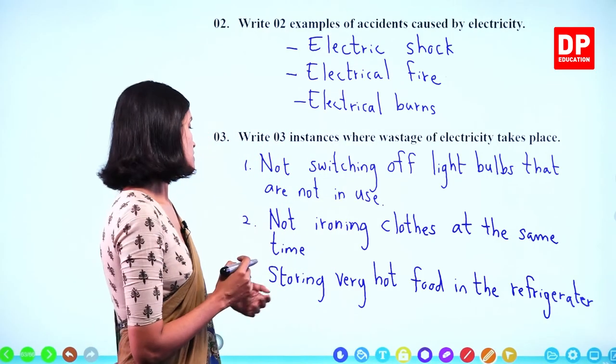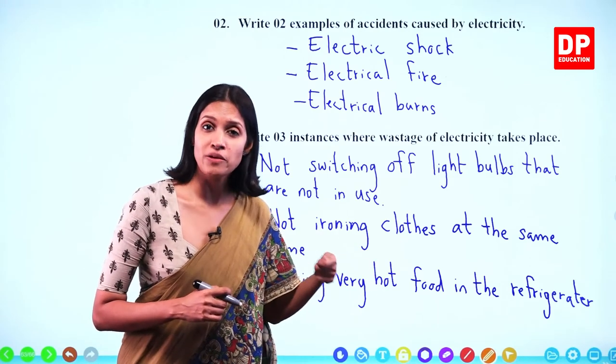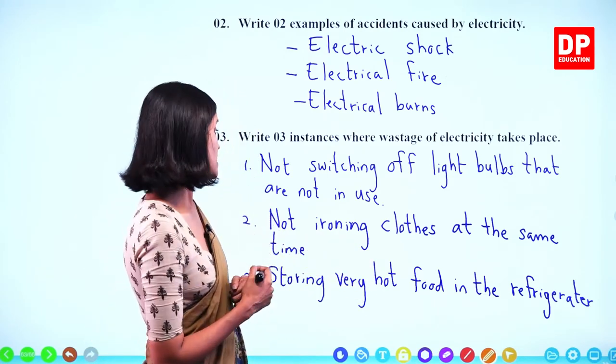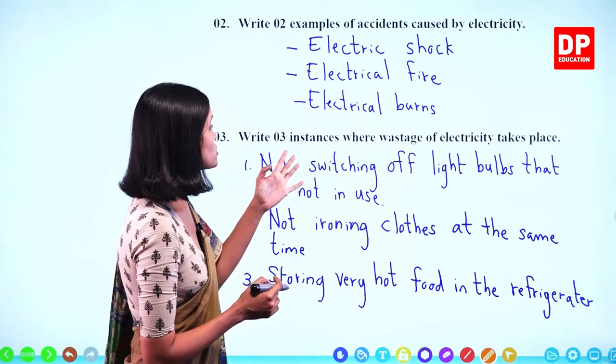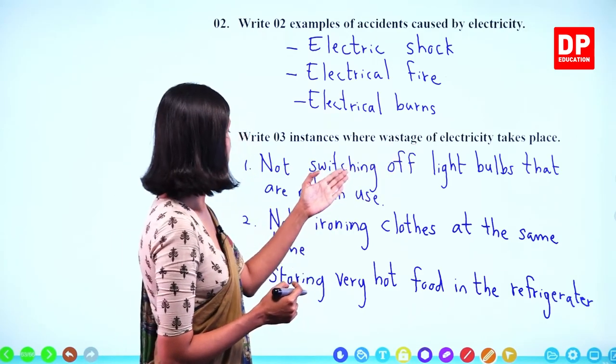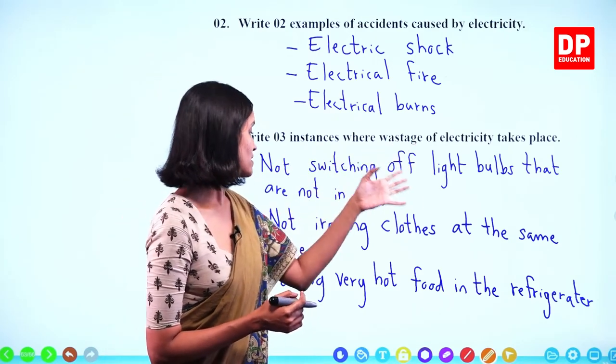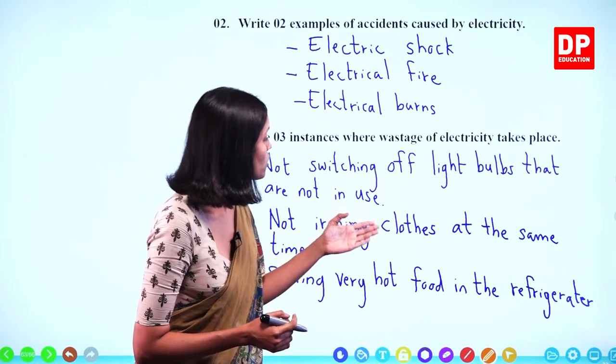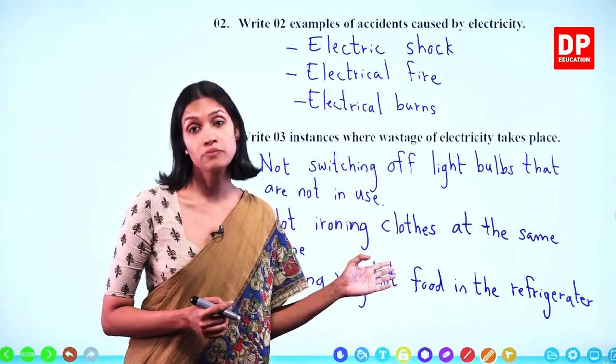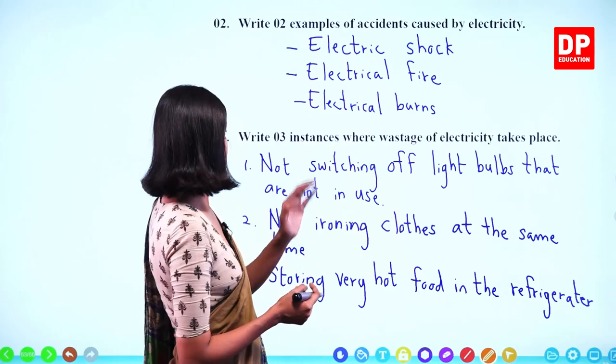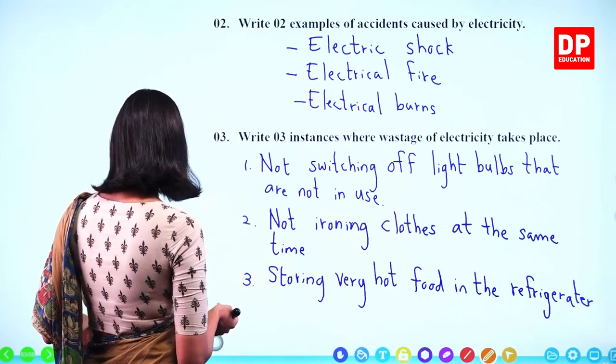Okay, children, and opening the fridge door time to time, that is also an example, right? Not switching off light bulbs that are not in use. Not ironing clothes at the same time. Storing very hot food in the refrigerator. Okay, these are three instances. Right, we'll move on to the next.